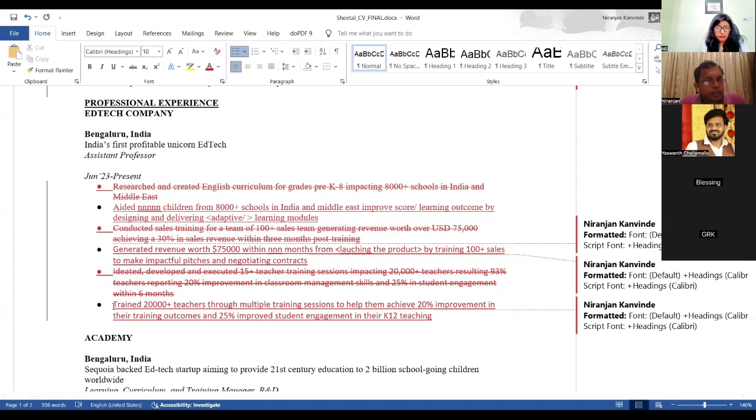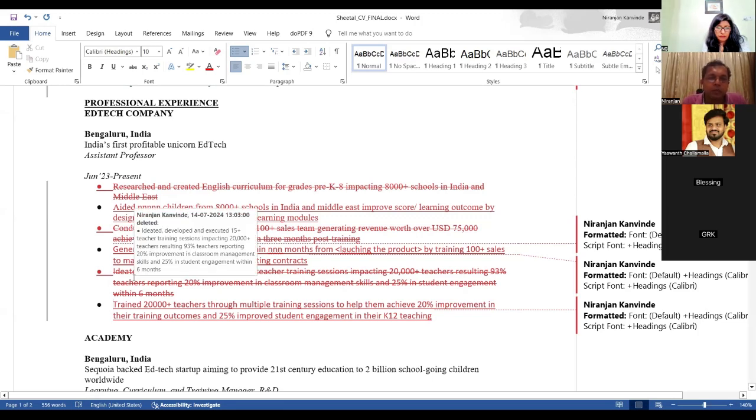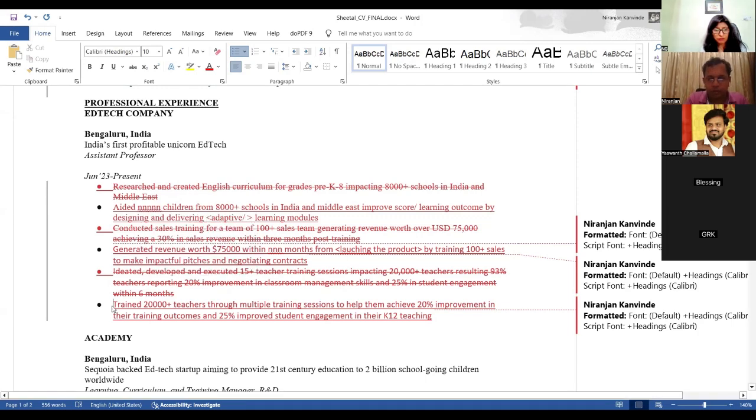So in that case, this bullet becomes more important because you ideated, developed, and executed, right? You launched these training programs as a product. So you could say you led the concept to launch of these training modules to educate 20,000 plus teachers, achieving so much improvement in their teaching outcomes, right? So this bullet will look somewhat like this.